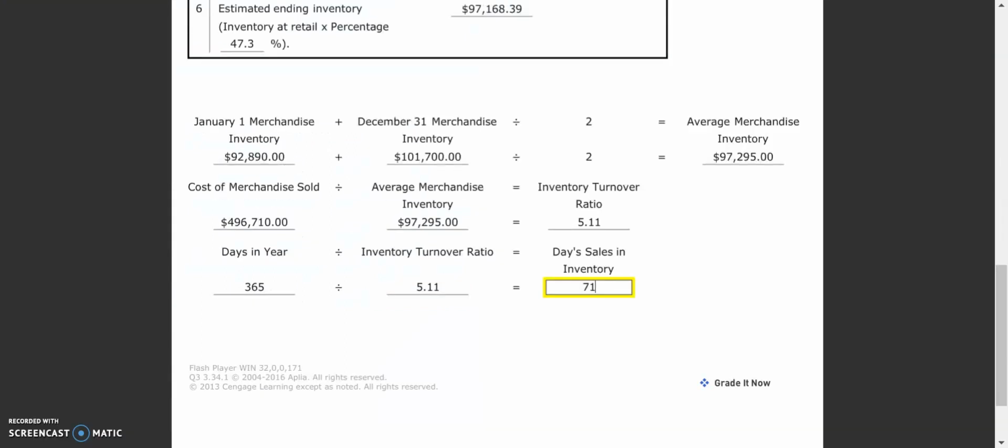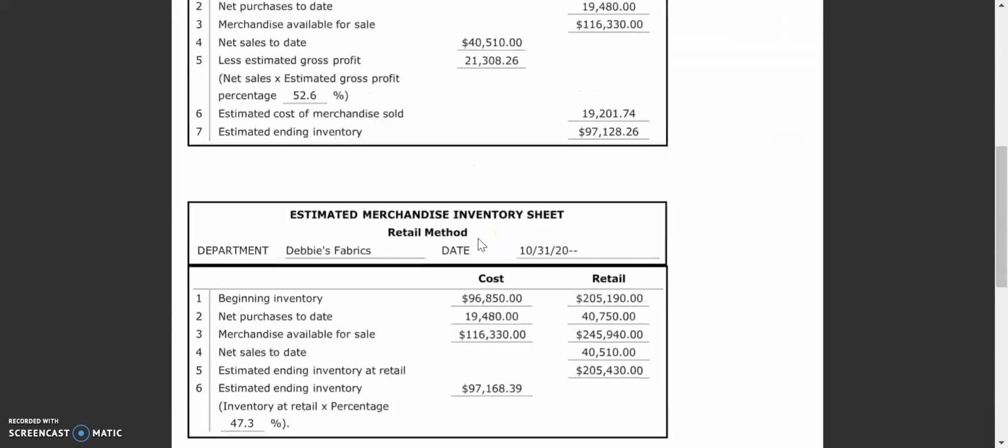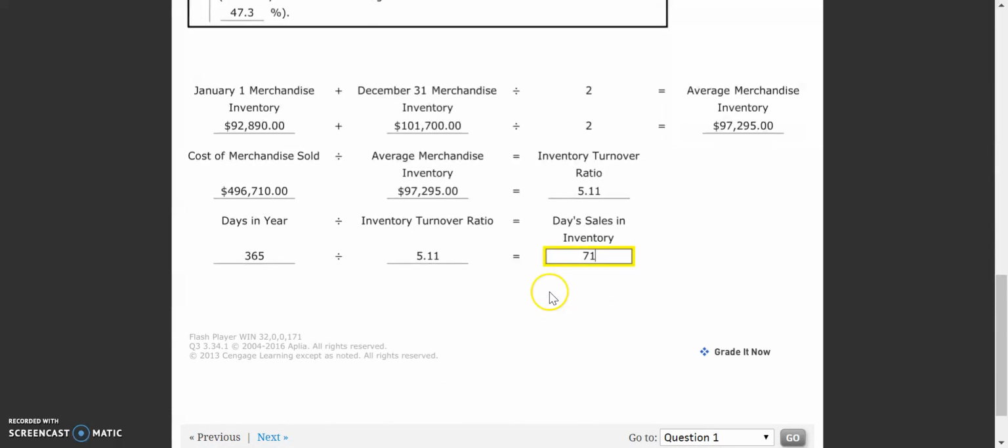So that was us completing a gross profit method of estimating inventory, the retail method, and doing a couple of financial ratios. So you can head over and do your 5-3 on your own.